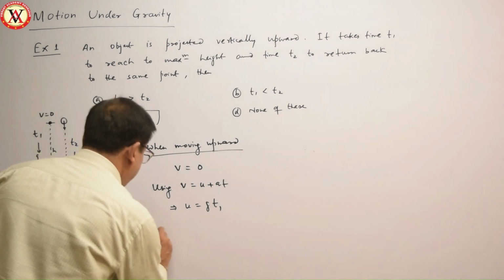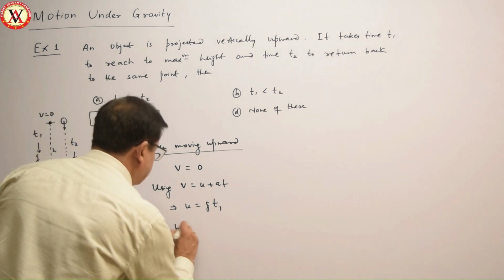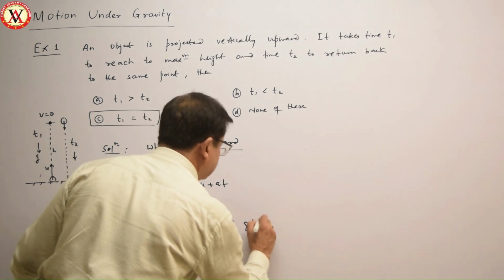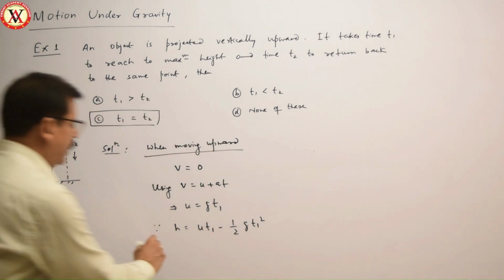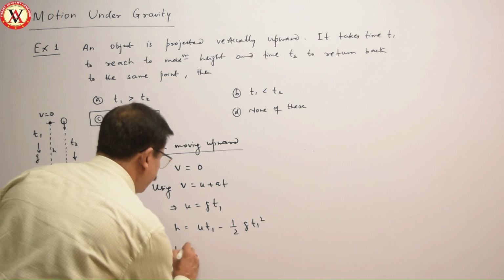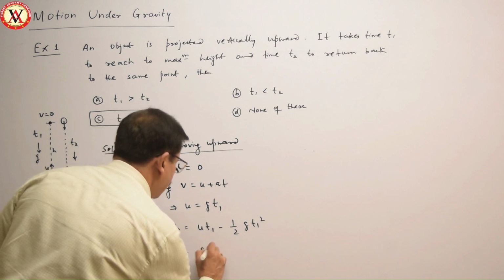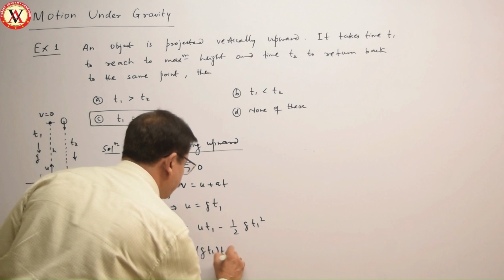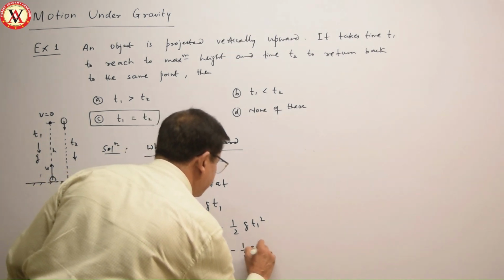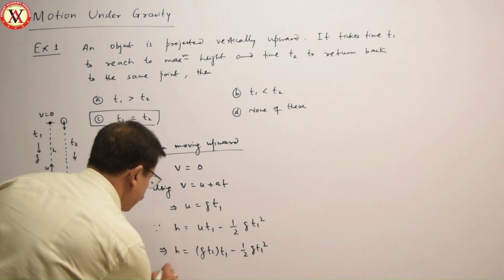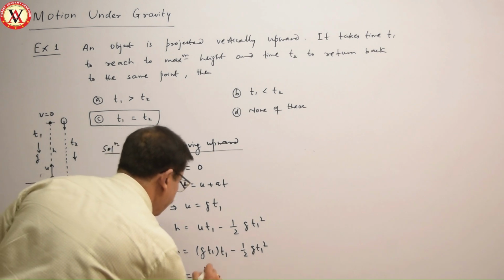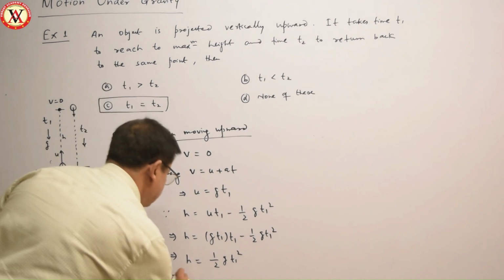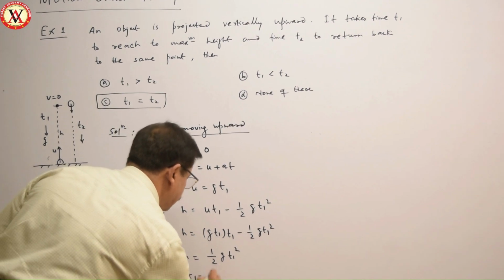Now you have h equal to u t1 minus half g t1 square. If you substitute the value for u, you get g t1 into t1 minus half g t1 square. So what you observe is you are getting half g t1 square. Means t1 is under root 2h by g.